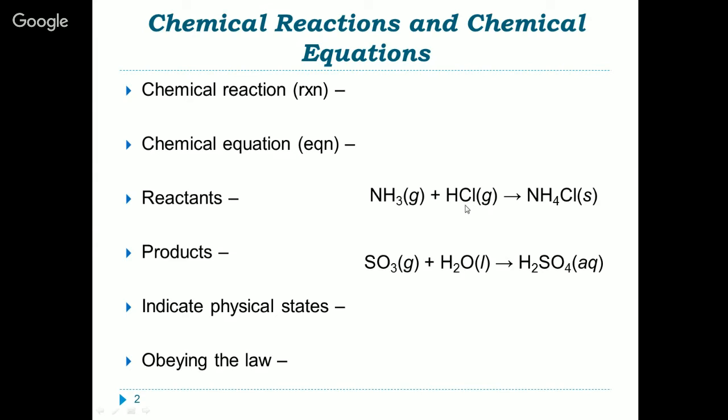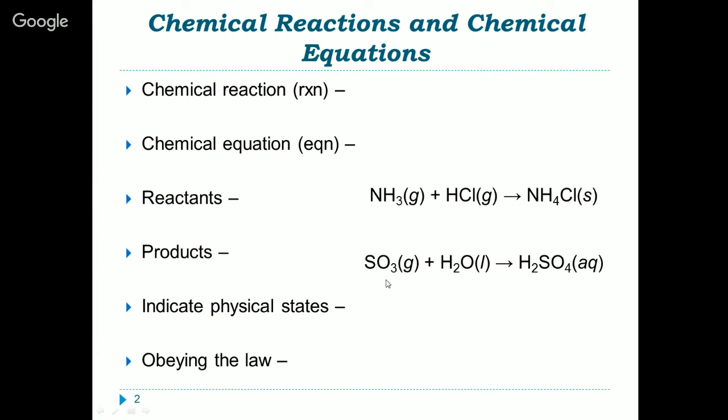Ammonia reacts with hydrochloric acid to produce ammonium chloride. Sulfur trioxide reacts with water to produce sulfuric acid. This is actually how acid rain is produced. So on the left side of the arrow is where we have our reactants. On the right side of the arrow is where we have our products.